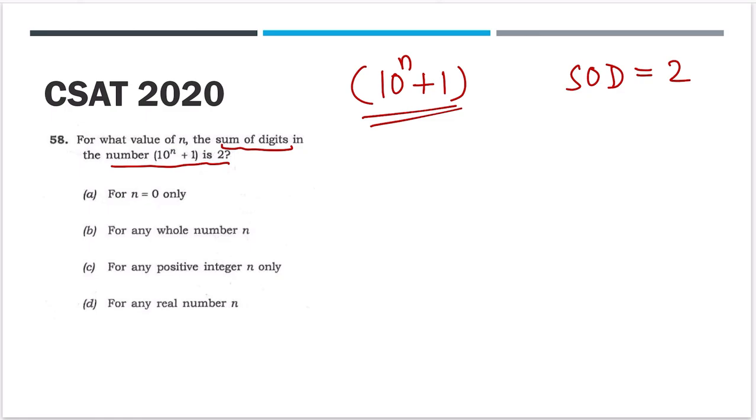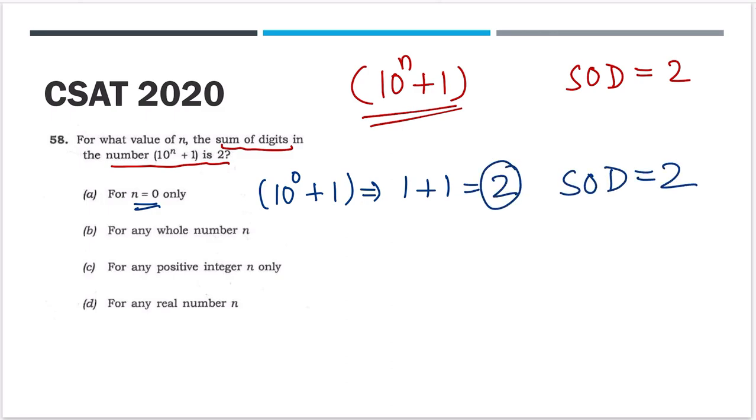Now let's see. First option. For n equal to 0 only, you will get sum of digits as 2. Let's see. If I put 10 raised to power 0 plus 1, 10 raised to power 0 is 1, plus 1 is equal to 2. So sum of digit is 2. It is true. But is this statement right, that for n equal to 0 only and nothing else? Could not be the answer. So we'll just put our question mark here, because 'only' is the problem here. If there is another n, this option will not be correct. Let's move to the second option.